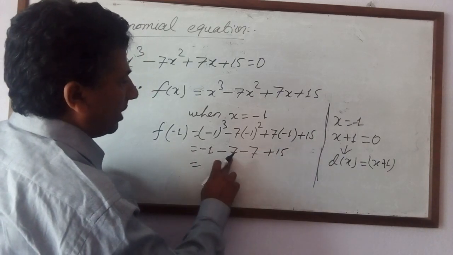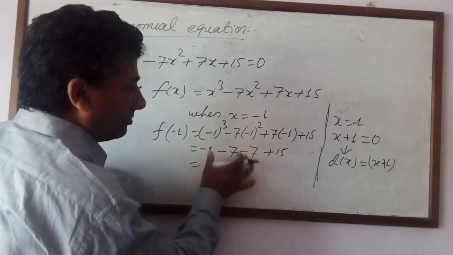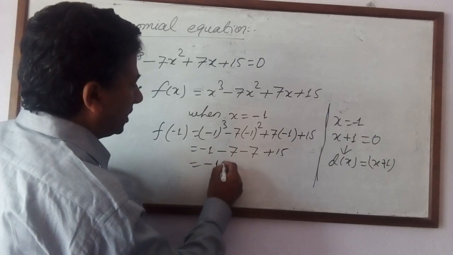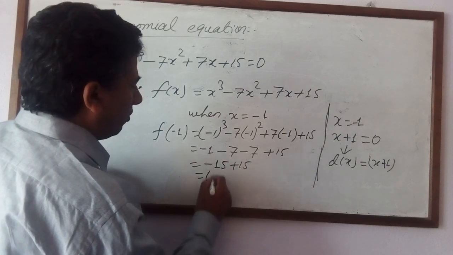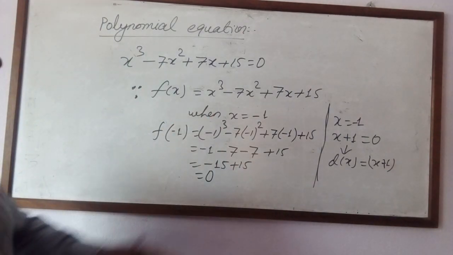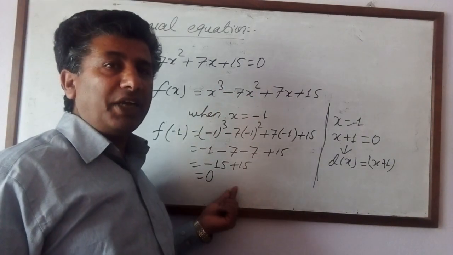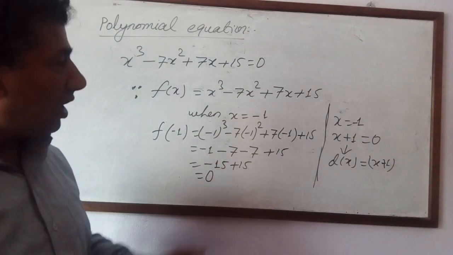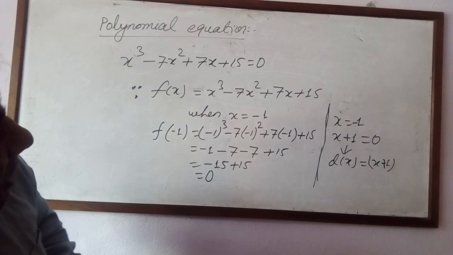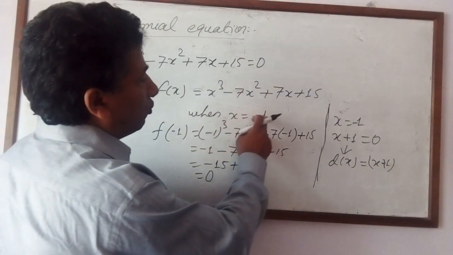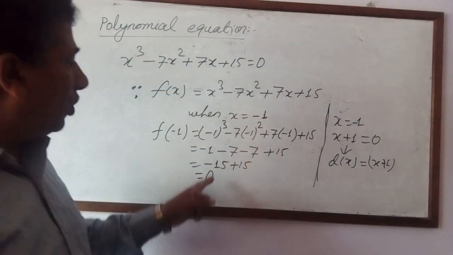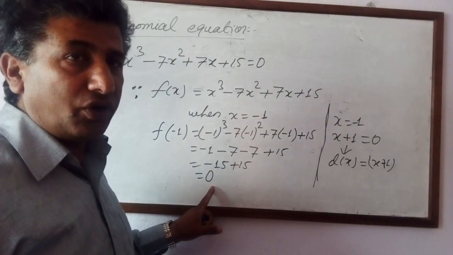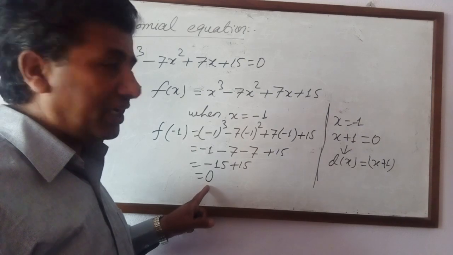This also is minus, minus, minus. Now, they have the same sign. Total minus 15 plus 15. Now, we found 0. What did we do? We made the polynomial 0. Now, again, I'll explain, try to understand the meaning of this. When x equals minus 1, the polynomial became 0. The polynomial now, right here, is 0.